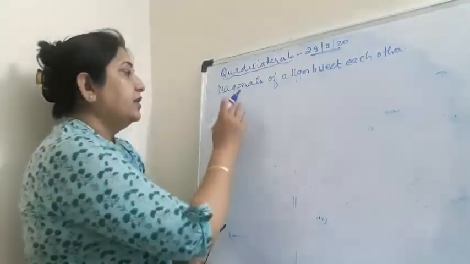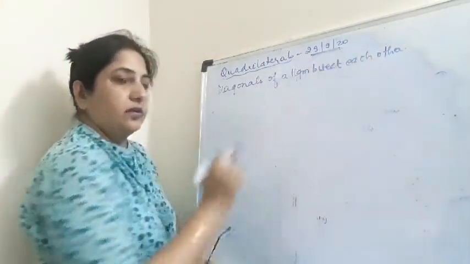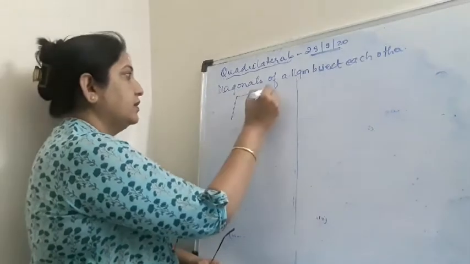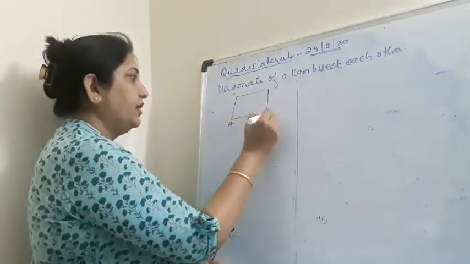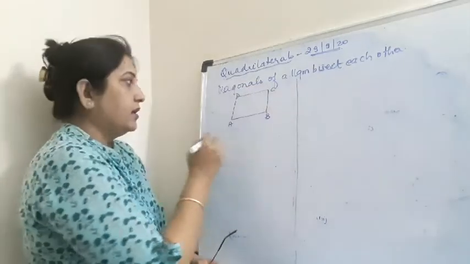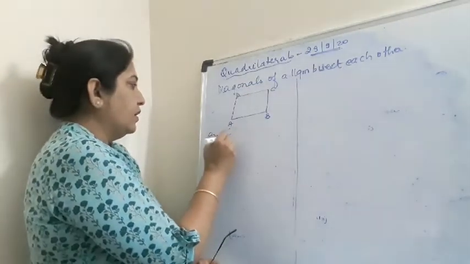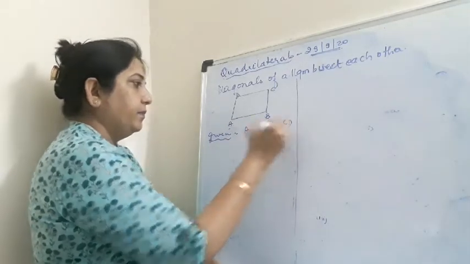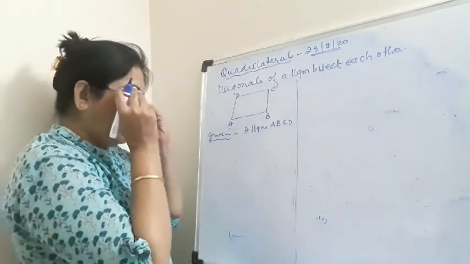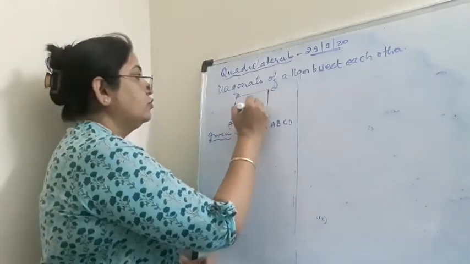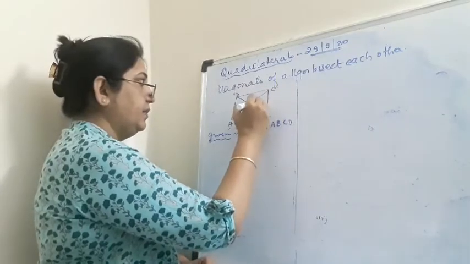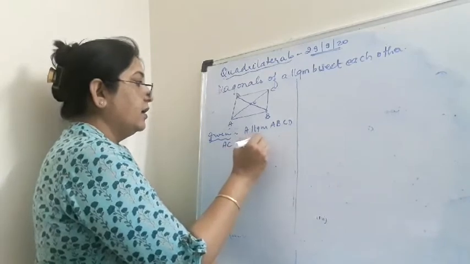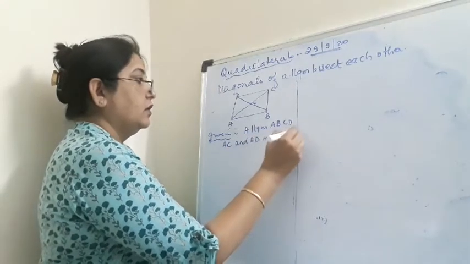Now today we are going to study that the diagonals of a parallelogram bisect each other. For that we have to draw a figure, and this is a parallelogram. We take it as ABCD, and we write what is given. It is given that ABCD is a parallelogram. It is saying the diagonals of the parallelogram bisect each other, so we have to draw two diagonals and let them meet at O. So we write AC and BD meet at O.